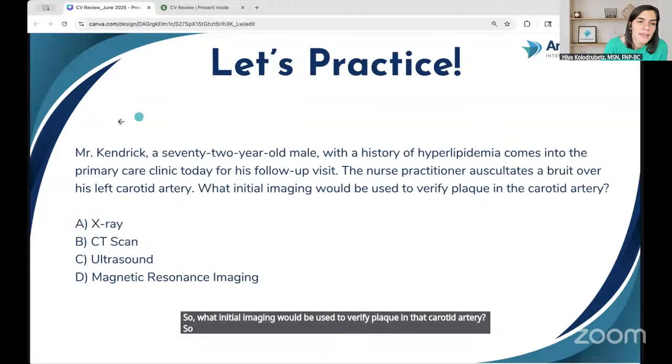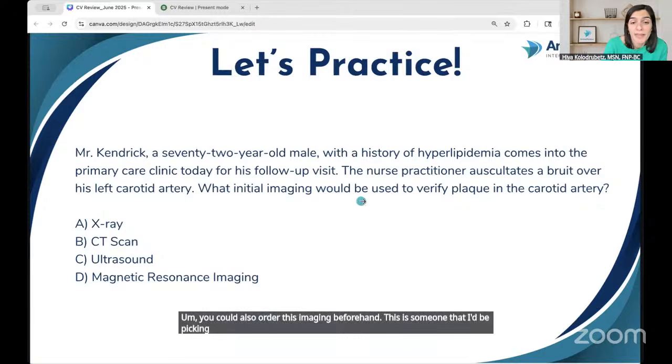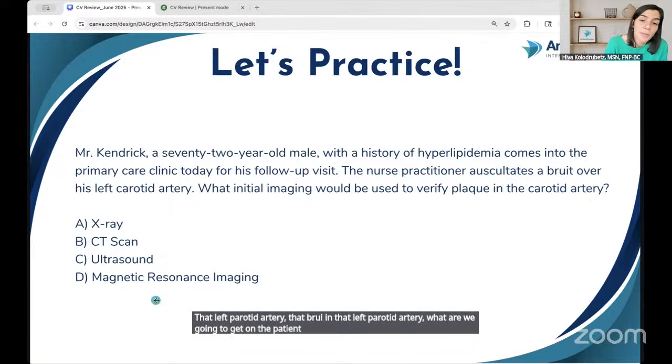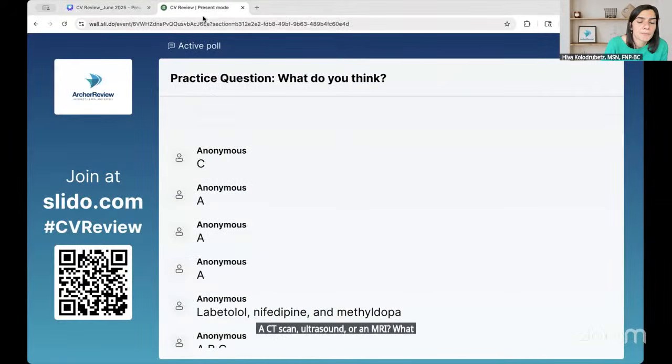When you send this patient over to cardiology, you could also order this imaging beforehand. This is someone that I'd be picking up the phone and making sure they're not waiting 6 months to see cardiology. But if you're hearing that bruit in that left carotid artery, what are we going to get on this patient? Will an X-ray help us verify that plaque? A CT scan, ultrasound, or an MRI? What do you guys think?